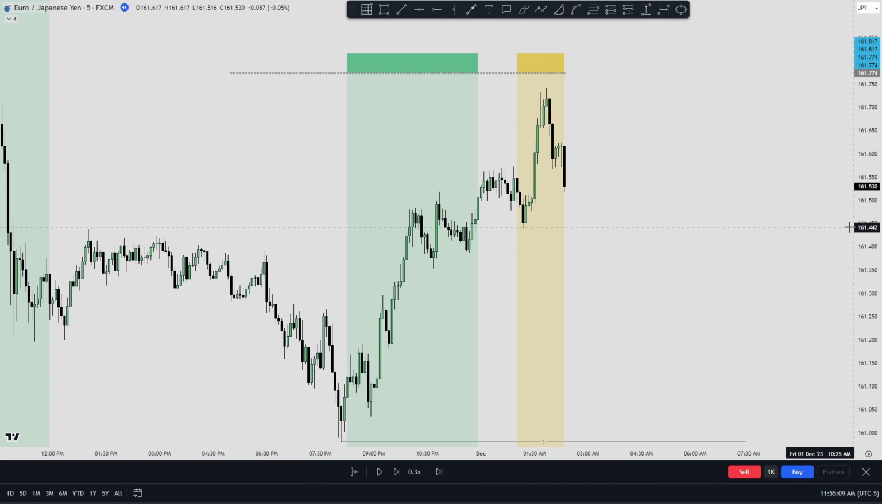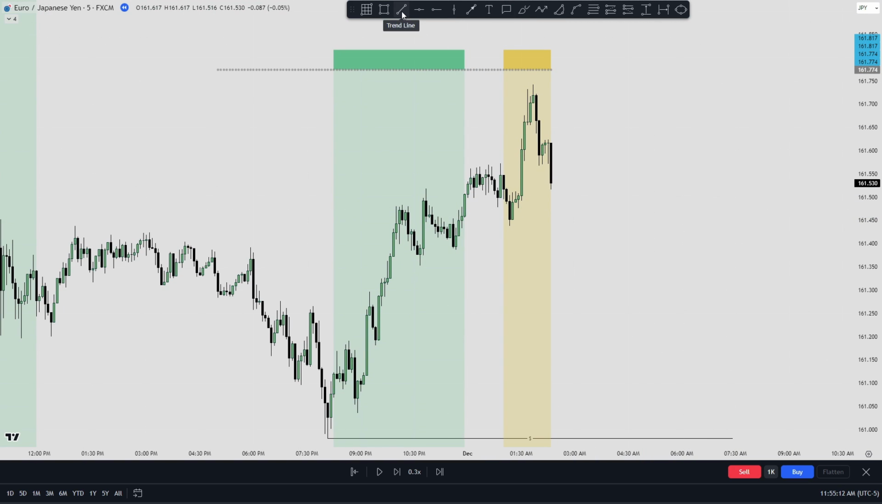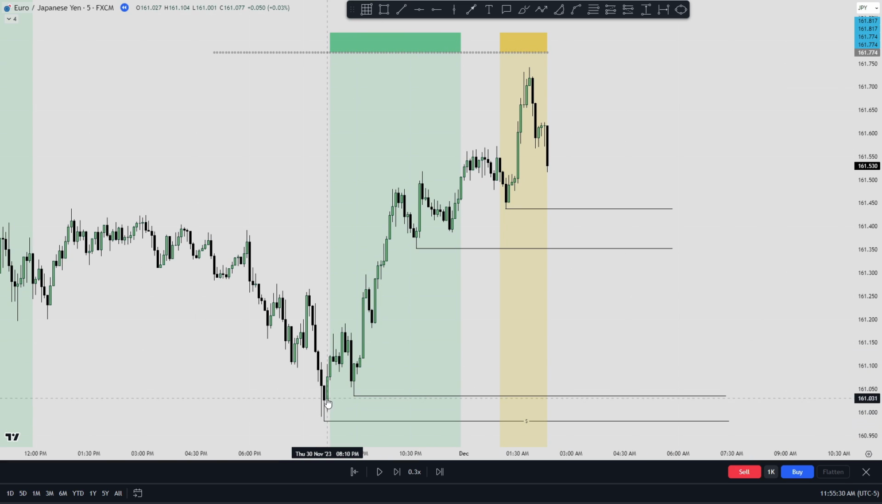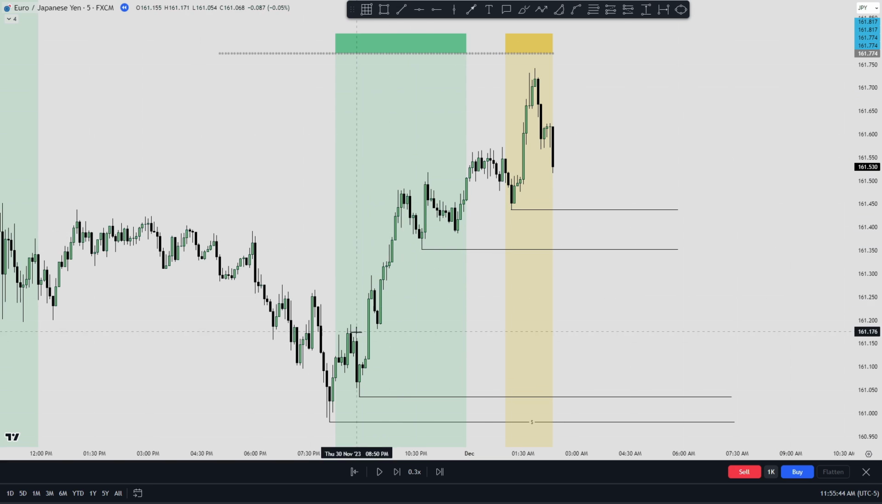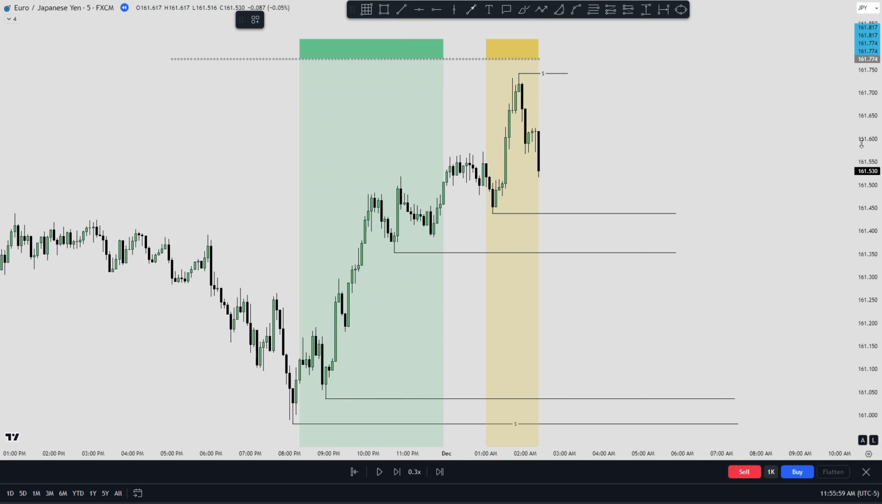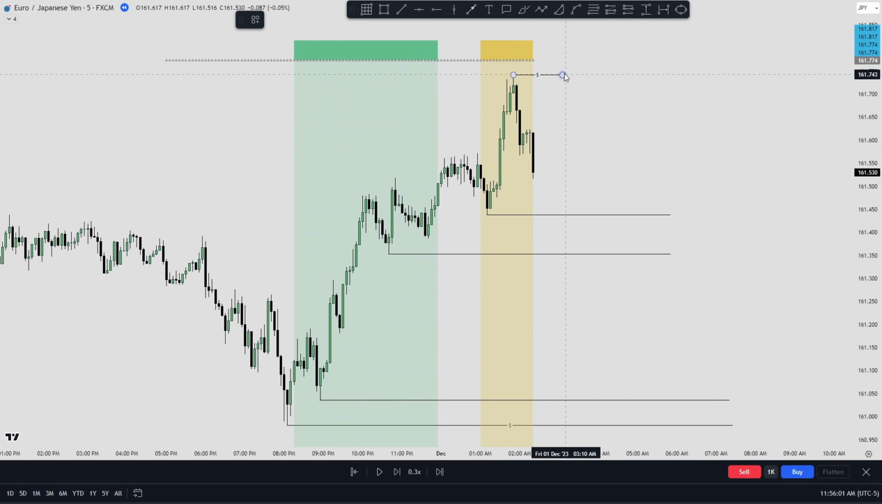Coming into the London session, some areas of liquidity we can mark out is this low. We can mark out this low, and ultimately down here this low from the Asia session, which is also the prior day's low coming into the new day, as well as we can mark out this high right here. So we have our areas of liquidity, plus we have some targets here for a continuation lower.